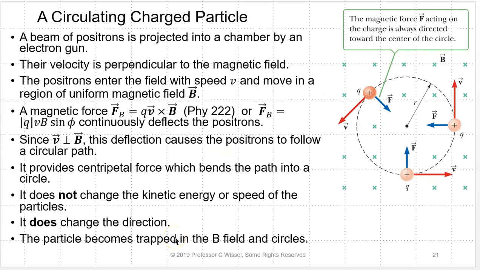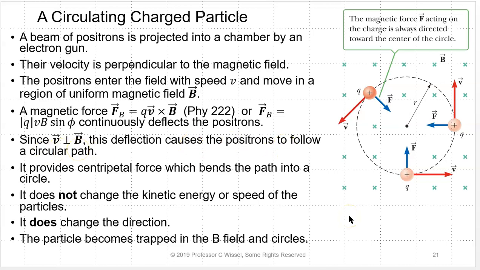Okay, this slide regards a circulating charged particle. In other words, I promised you I would explain why a charged particle circulates in a magnetic field. So a beam of positrons is projected into a chamber by a positron gun. Their velocity is perpendicular to the magnetic field. The positrons will enter the field with a speed v and move in a region of uniform magnetic field B. Now the magnetic field is shown into the page, so there's meaning to these little X's. A magnetic force FB equals QV cross B for Physics 222, or FB equals QVB sine phi, continuously deflects the positrons. Since V is perpendicular to B, this deflection causes positrons to follow a circular path.